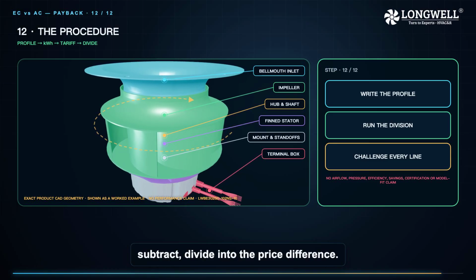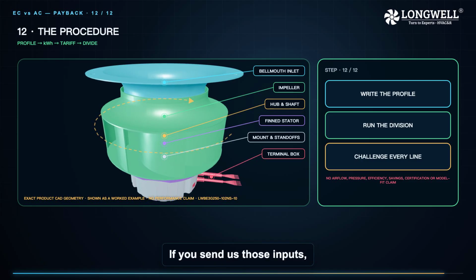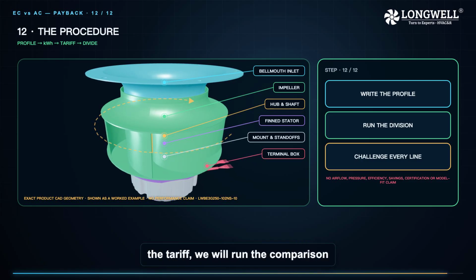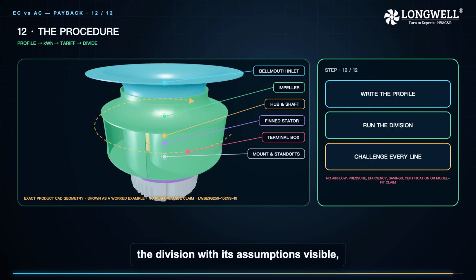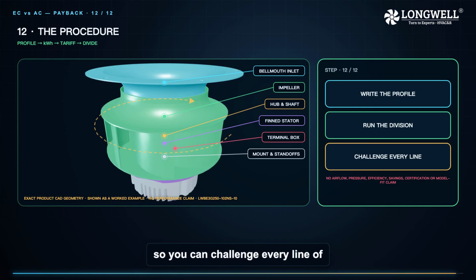If you send us those inputs, the profile, the hours, the tariff, we will run the comparison against real fan data and send back the division with its assumptions visible, so you can challenge every line of it.